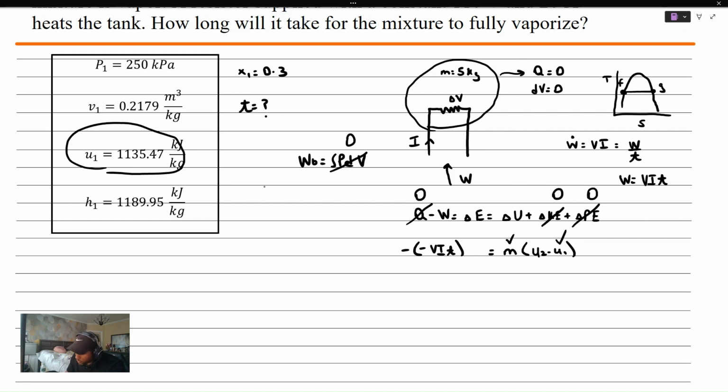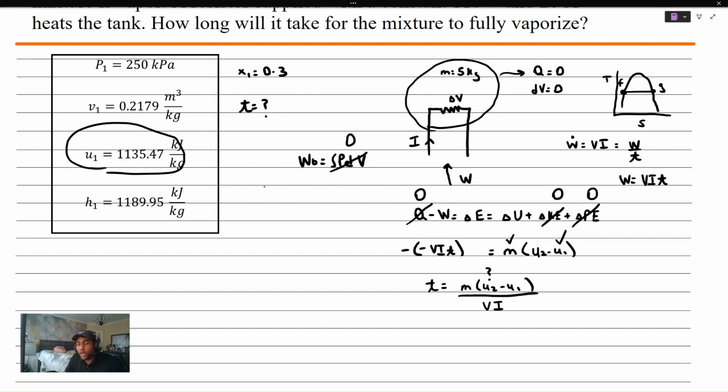Okay, so it looks like we have most of the terms here. We're going to solve for that time, which is just the mass of the system times U2 minus U1 divided by the voltage times the current. We know most of these things. The only thing we don't know is U2.